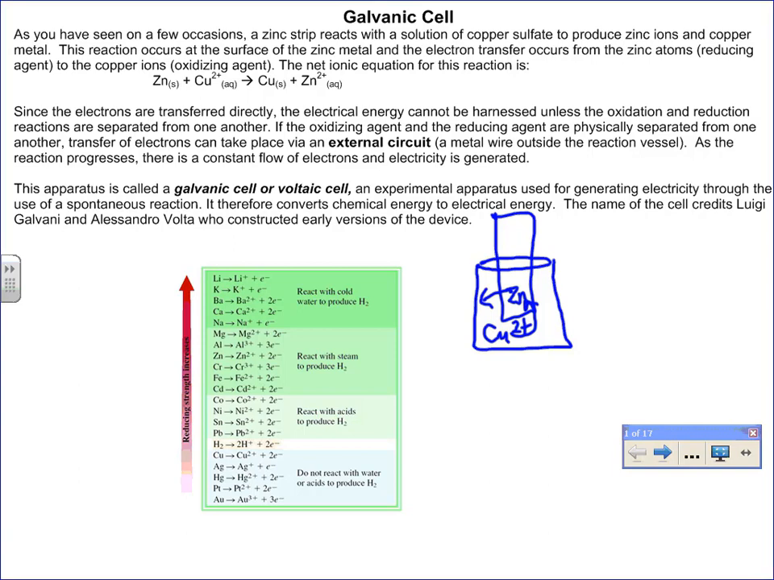So we can measure the voltage, or we could connect a light bulb, or in the example of your laptop or any device that you use that has a battery in it, the same principles are being used. We're using a redox reaction and harnessing the electrical energy that's produced in order to make use of it.